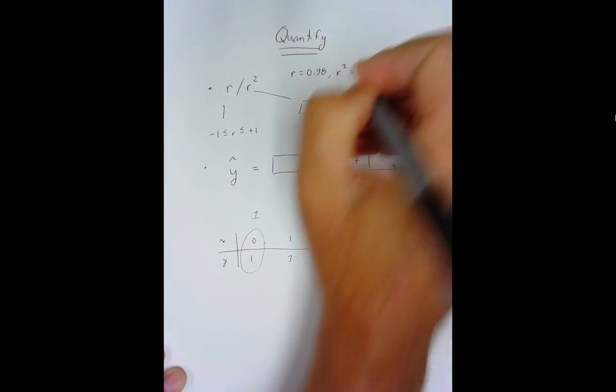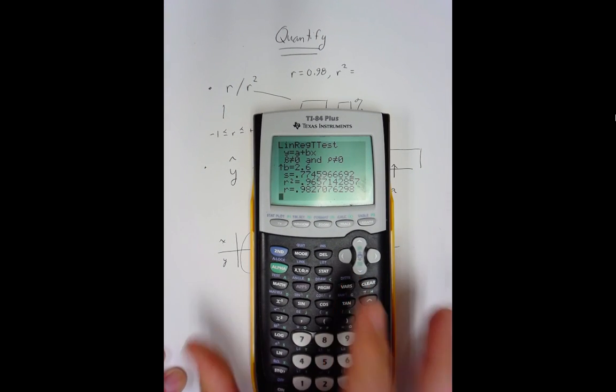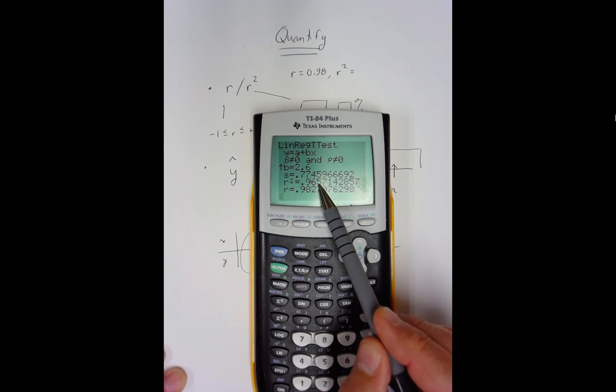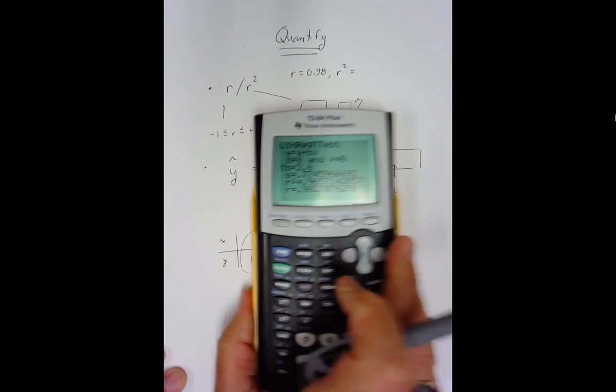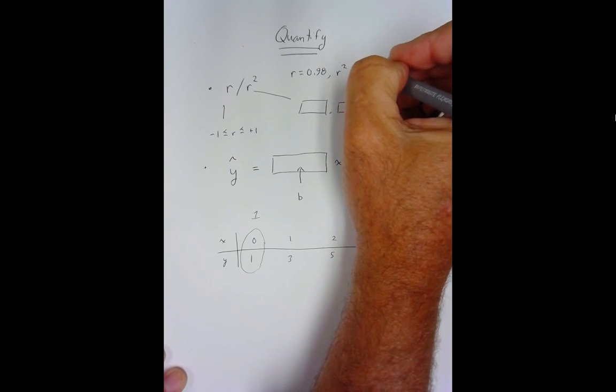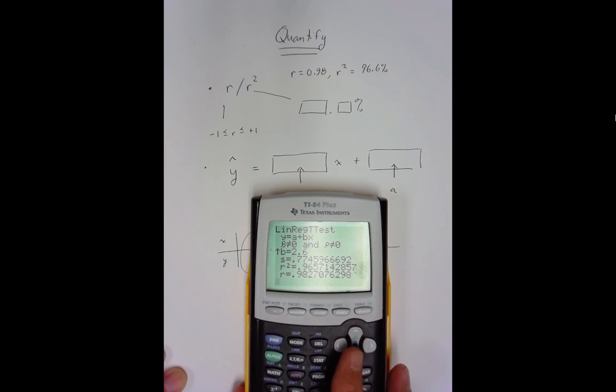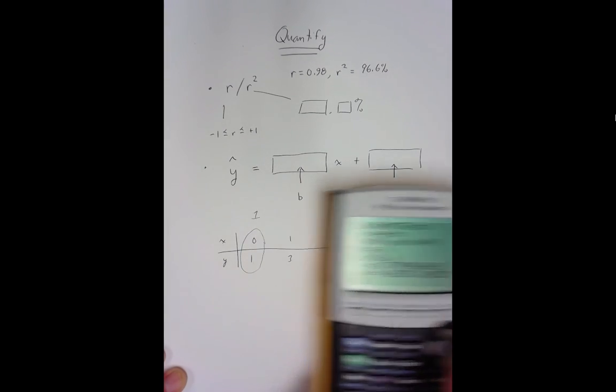The R squared, which is always presented as a percentage, is 96. So it's either going to be 5 or 6. I have to go to that fourth digit to see if this goes up to a 6. Since this is 5 or bigger, it does. So this will be 96.6%. And my B is 2.6.